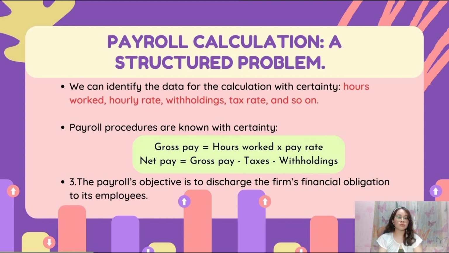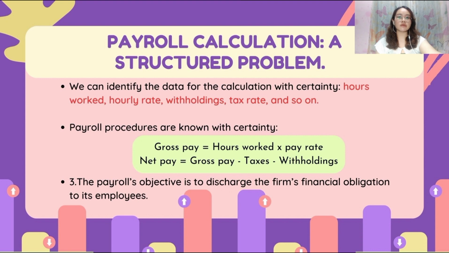Just like these two, we will get the gross pay by multiplying the hours worked by the pay rate, and the net pay by deducting the taxes and withholdings from the gross pay. Again, with certainty, because it has solution techniques involving numerical calculations that search for optimal solutions. Lastly, we have the payroll's objective, which is to discharge the firm's financial obligation to its employees. There we have the result we want, which is to release the payments to its employees.